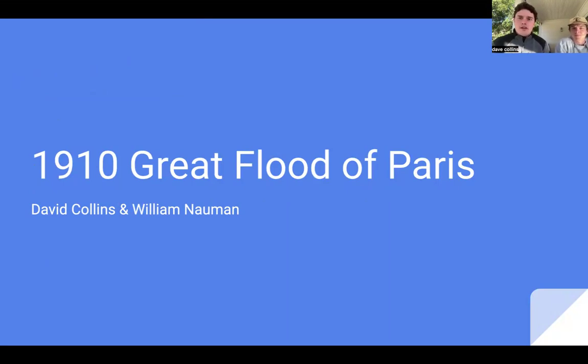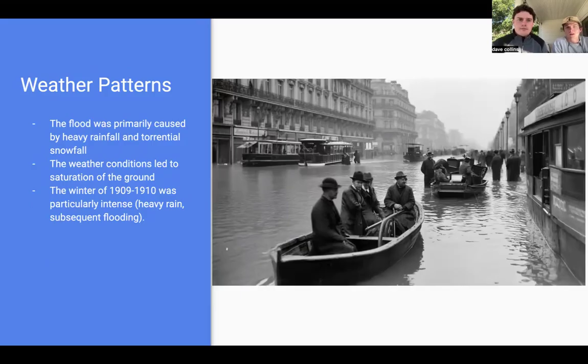And this is the 1910 Great Flood of Paris. First, we are going to talk about the weather patterns of the flood. Primarily, it was caused by heavy rainfall and torrential snowfall in autumn of 1910.